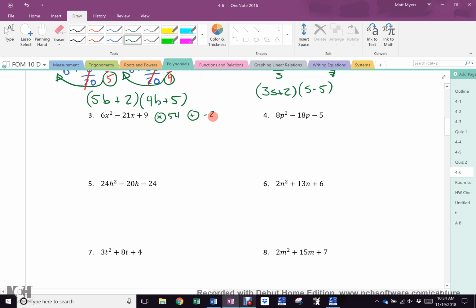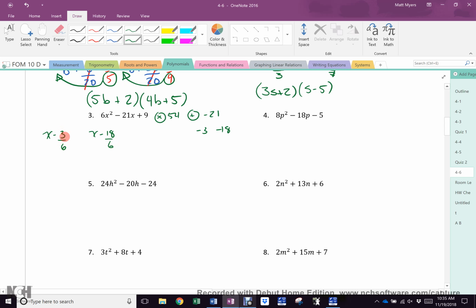Negative 21. Is it 1 and 54? No. Is it 2 and 27? No. Is it 3 and 18? Yes. How will 3 and 18 get me to negative 21? Negative 3 and negative 18. So it is x minus 3, but it's not 3, it's 3/6. And x minus 18, but it's not 18, it's 18/6. Now what do I do?